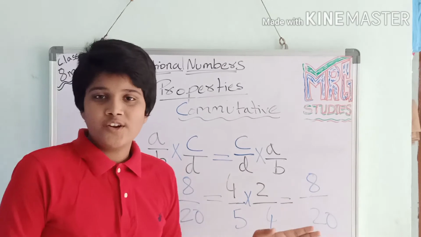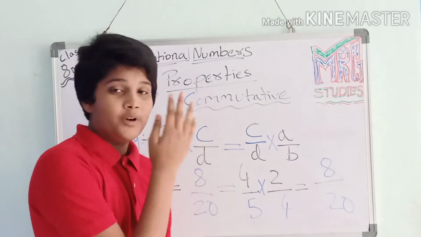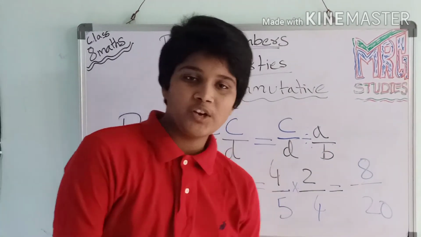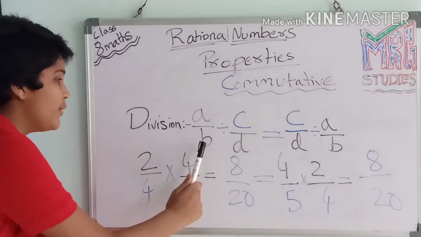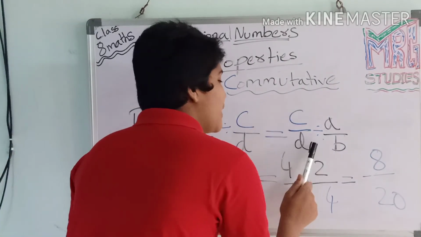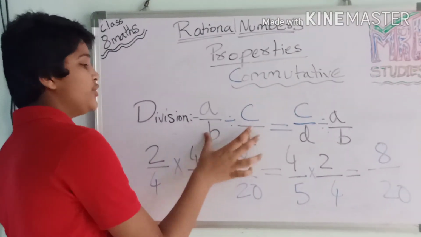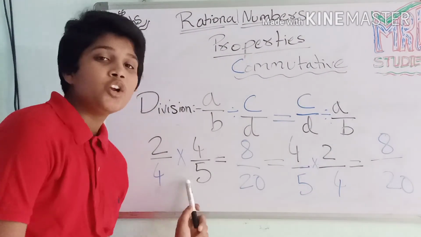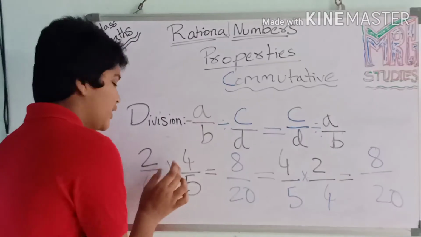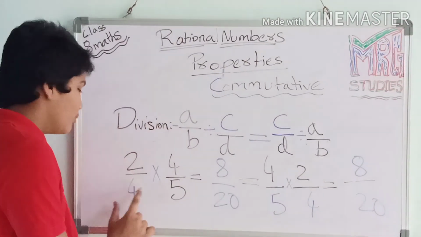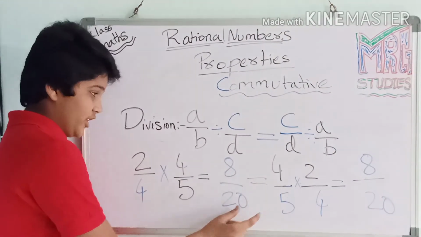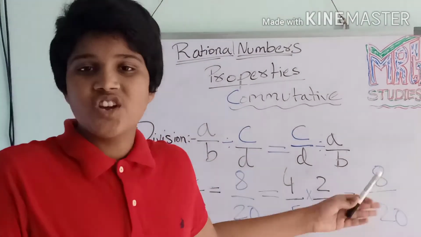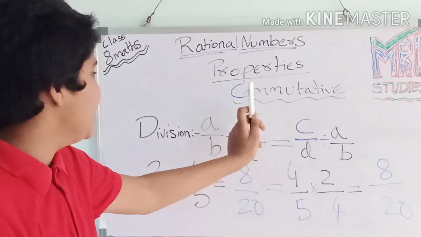Now I am going to tell you about the commutative property in division. See here, A by B divided by C by D equals C by D divided by A by B. These fractions we should reverse, and we will get it like this. See here, 2 by 4 into 4 by 5 equals 8 by 20. 4 by 5 into 2 by 4 equals 8 by 20. So this division is also verified in the commutative property.